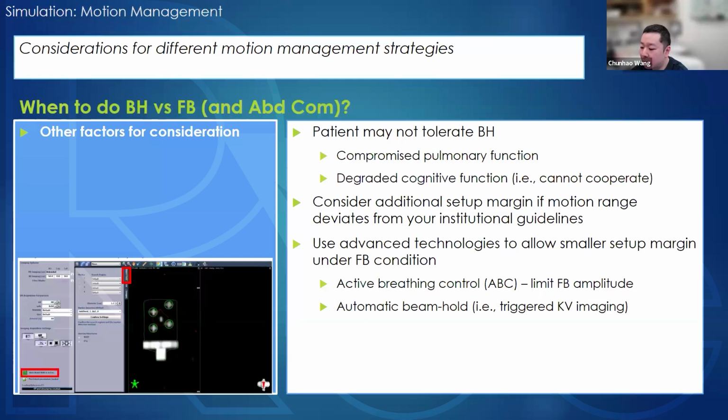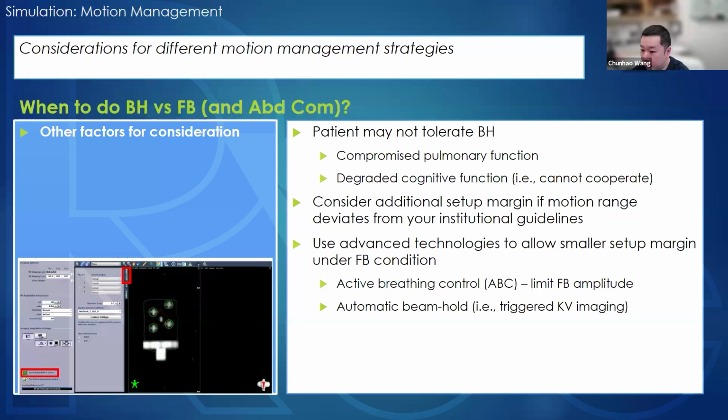after the 4D assessment. This is mainly because of their compromised pulmonary function, or they have a degraded cognitive function, which means they don't understand what we say for the breath hold instruction. So if we cannot do breath hold, right, we have to consider the free breathing or abdominal compression, right? But when it happens, we have to keep in mind that the motion range is larger than we expected.